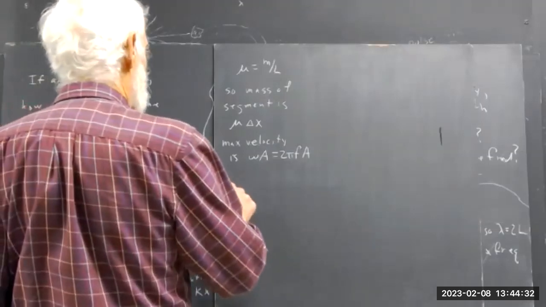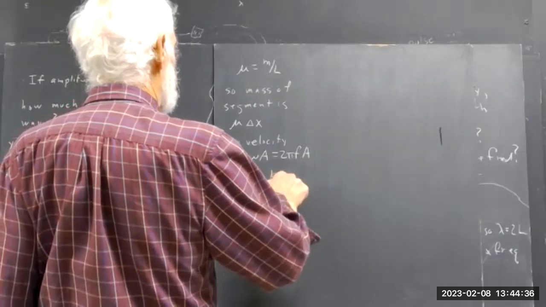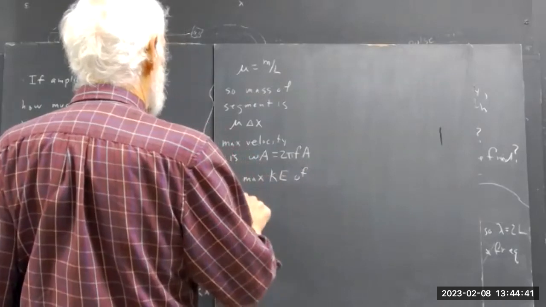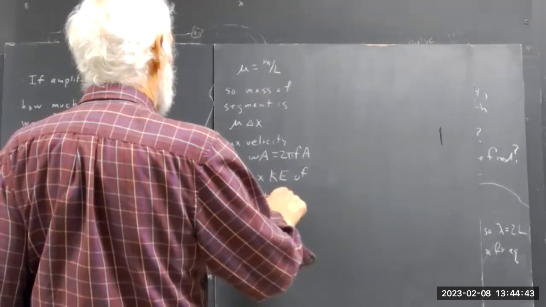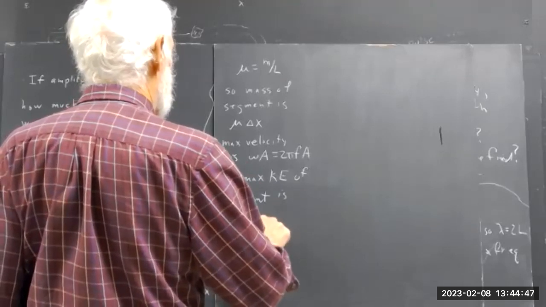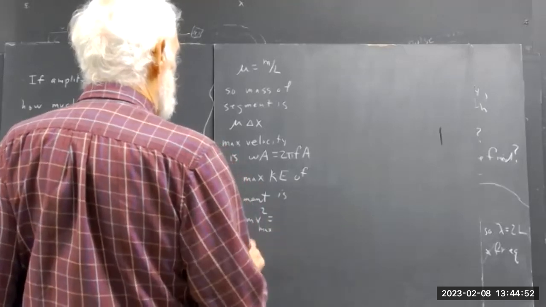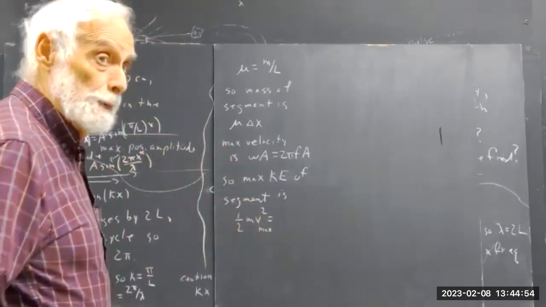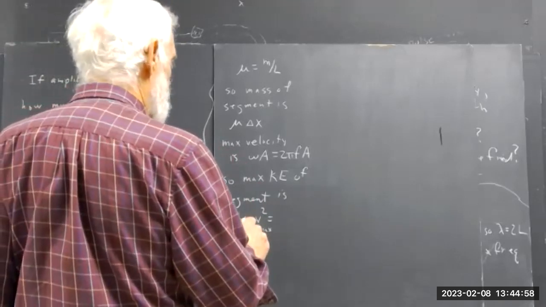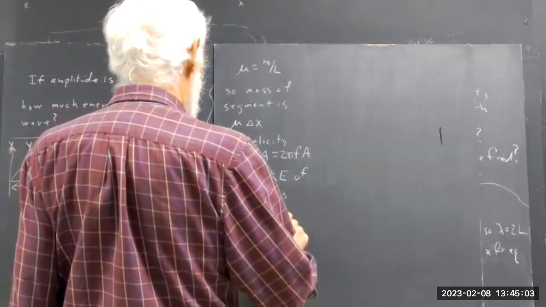So the maximum kinetic energy of the segment is 1/2 its mass times its maximum velocity squared, right? And I'll call that a delta M.